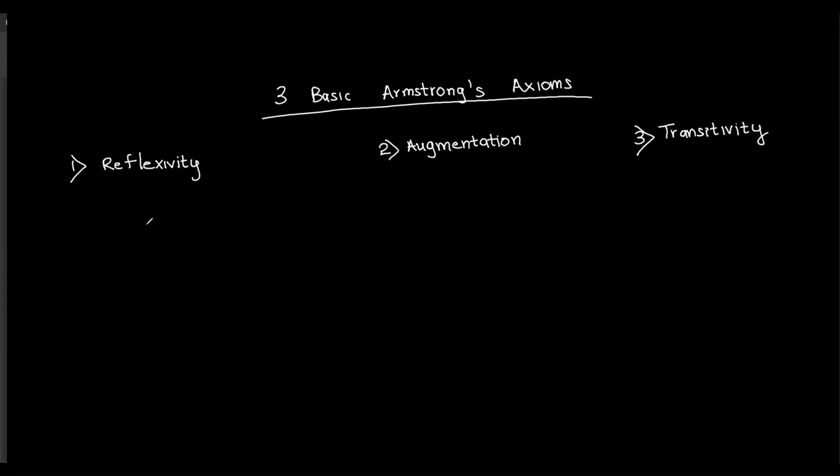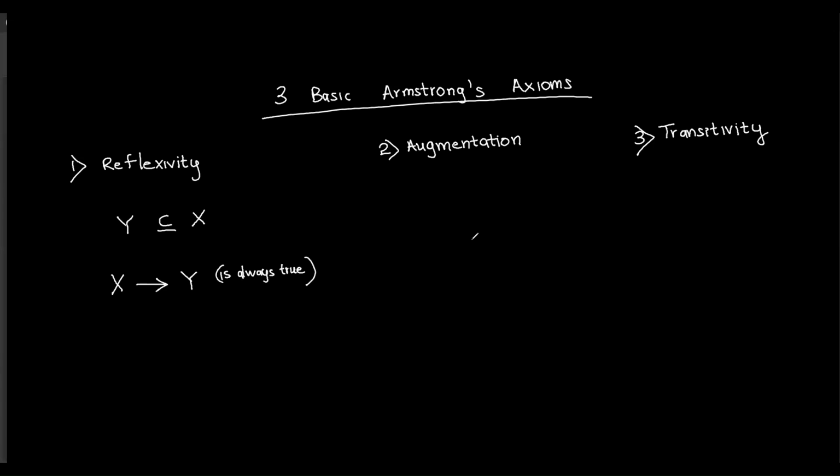Reflexivity states that, obviously, this is about FDs. The first and foremost rule, reflexivity, states that if Y is a subset of X, X functionally determines Y. If Y is a subset of X, X functionally determines Y is always true.